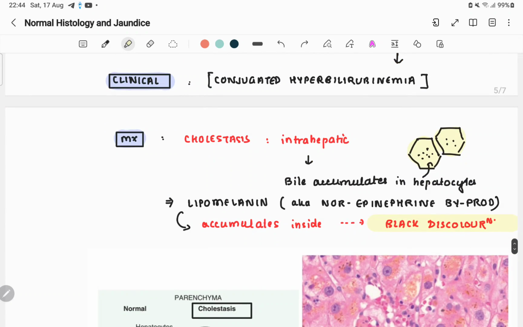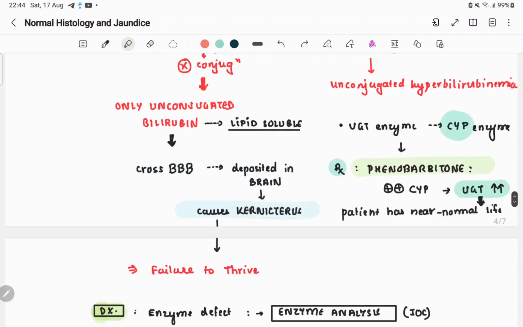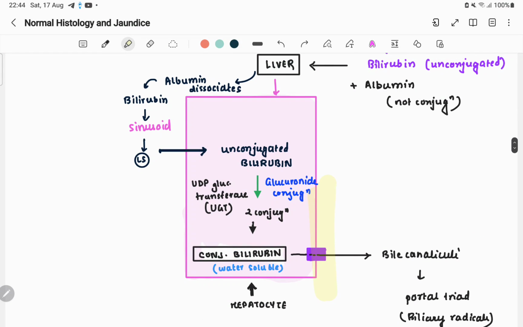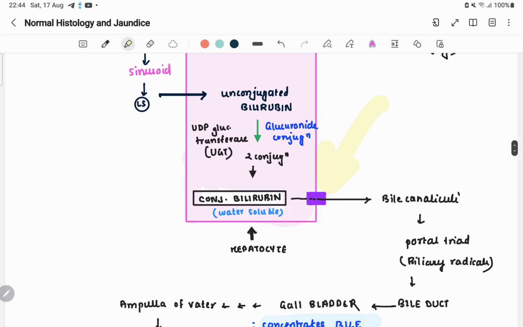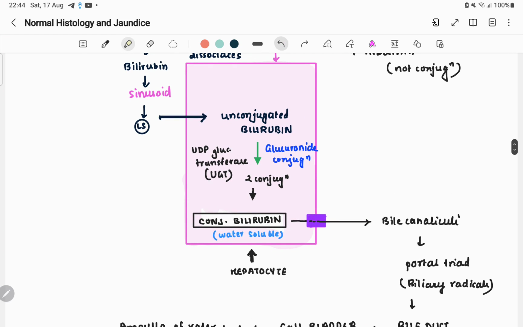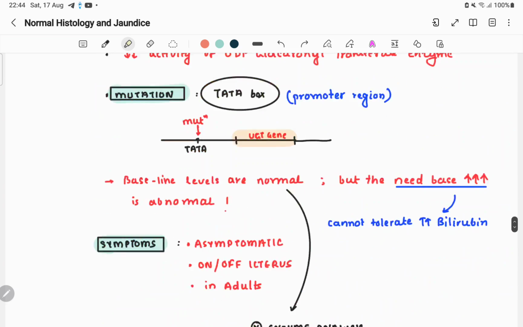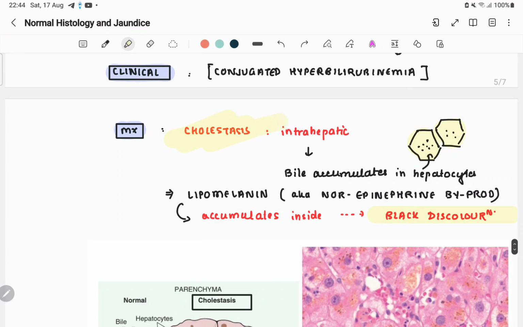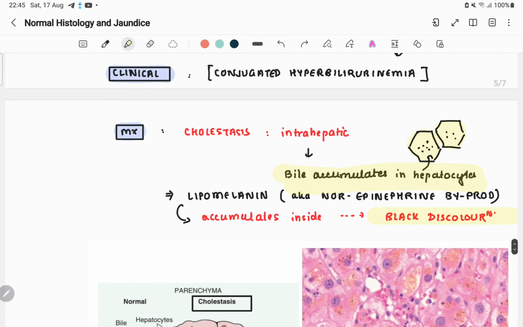Understood? So on microscopy, you will see that the bilirubin here cannot exit. This transporter is basically the MRP2 transporter. When it cannot exit from here, there is an accumulation of bilirubin inside the hepatocyte. So there is cholestasis. Cholestasis means the stasis or stoppage of the bile, and it is intrahepatic. The bile accumulates in the hepatocytes.